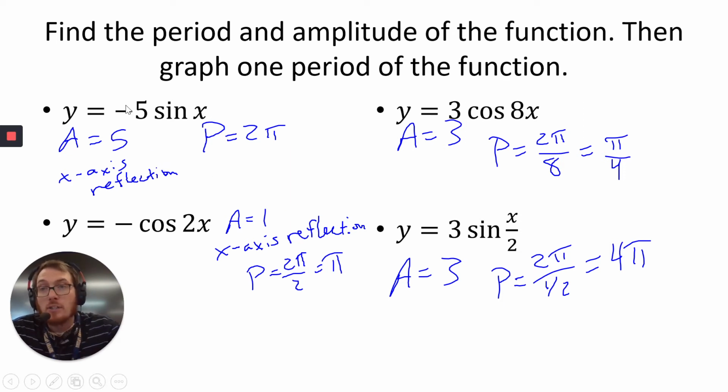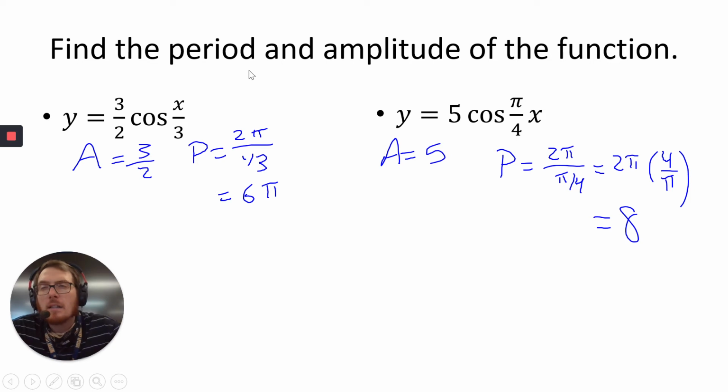Remember x-axis reflections if there's a negative sign. Notice that this one in the bottom left is negative cosine of 2x. This negative sign, that's a 1 still, so the amplitude is still 1, but it has an x-axis reflection. These 2 questions, you got 3 over 2, so that's the amplitude. Same idea, this is x over 3. You could rewrite that as 1/3 x, so it's 2 pi divided by 1/3, so that's actually times 3, which would be 6 pi. Next one, you got a 5 out front, cosine of pi over 4x.